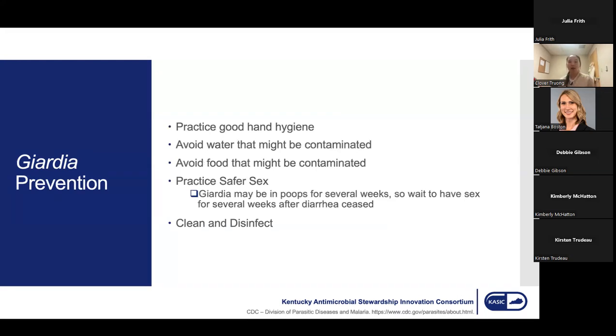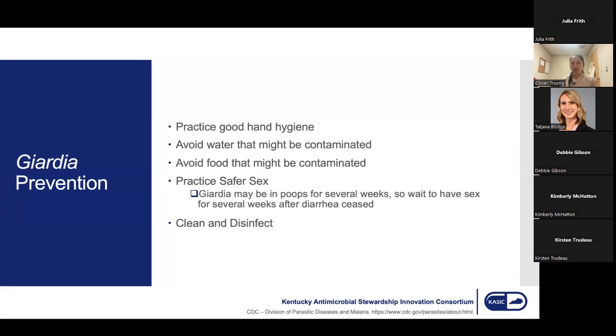So how do we prevent Giardia? Since the most common method of transmission is ingestion of fecally contaminated food and water, similar to how we prevent crypto, we want to make sure that we have good hand hygiene and avoid food or water that might be contaminated.